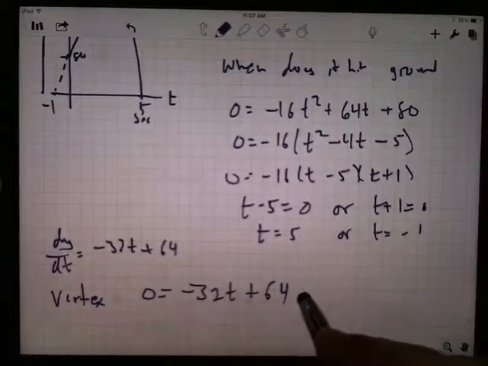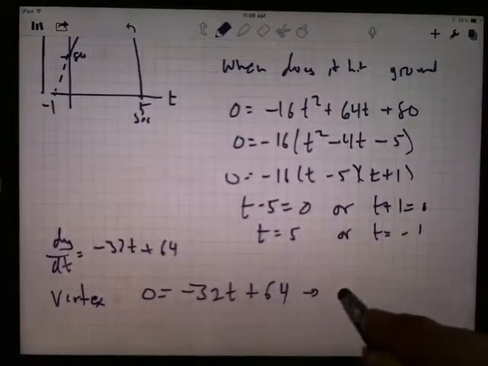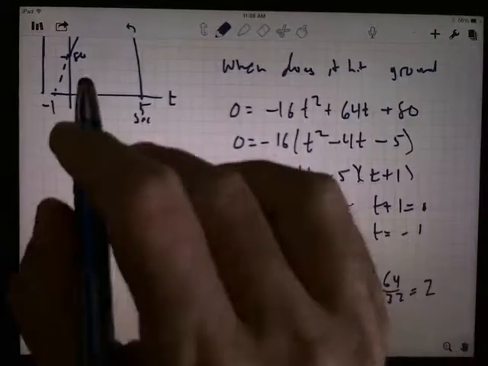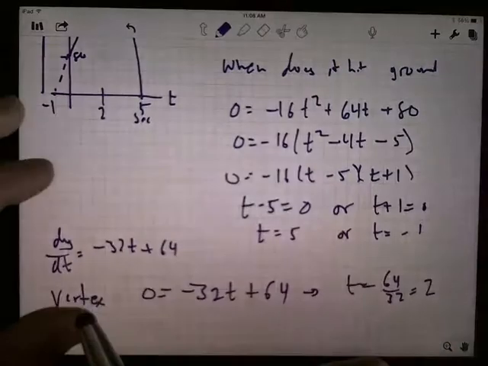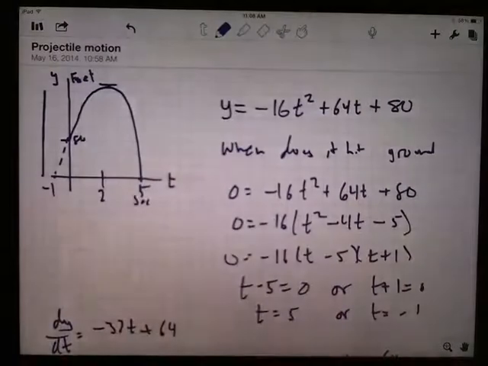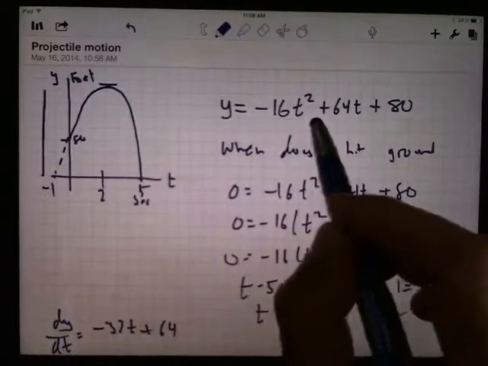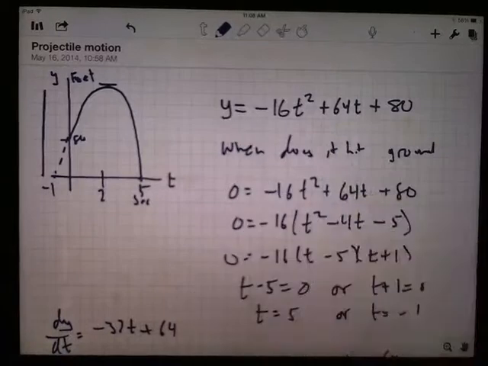Well, this is not too hard to solve. t is equal to 64 divided by 32, which is 2. So at time 2, 2 seconds, that's when I'm at the highest point. If I wanted to know the height at that highest point, I'd plug that 2 back into here and figure out what it is.